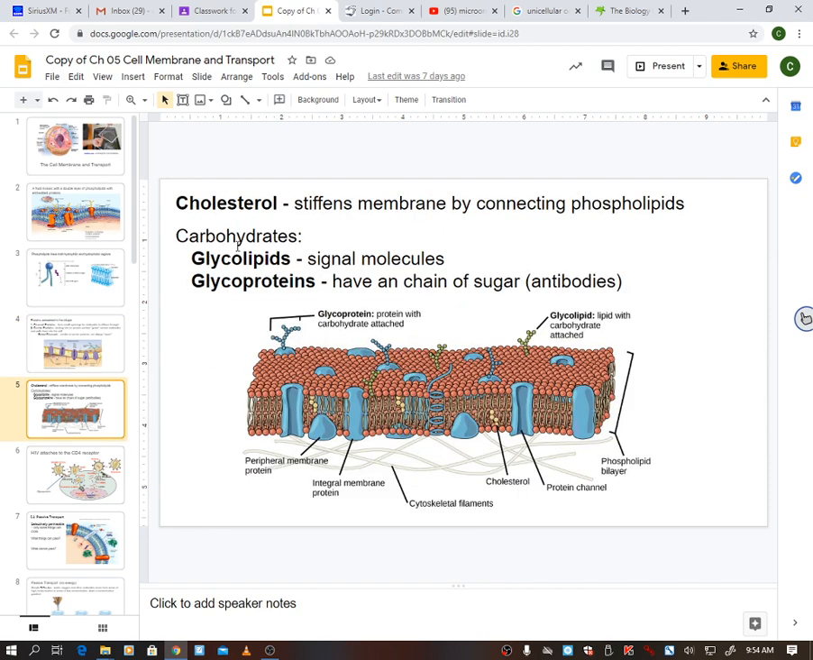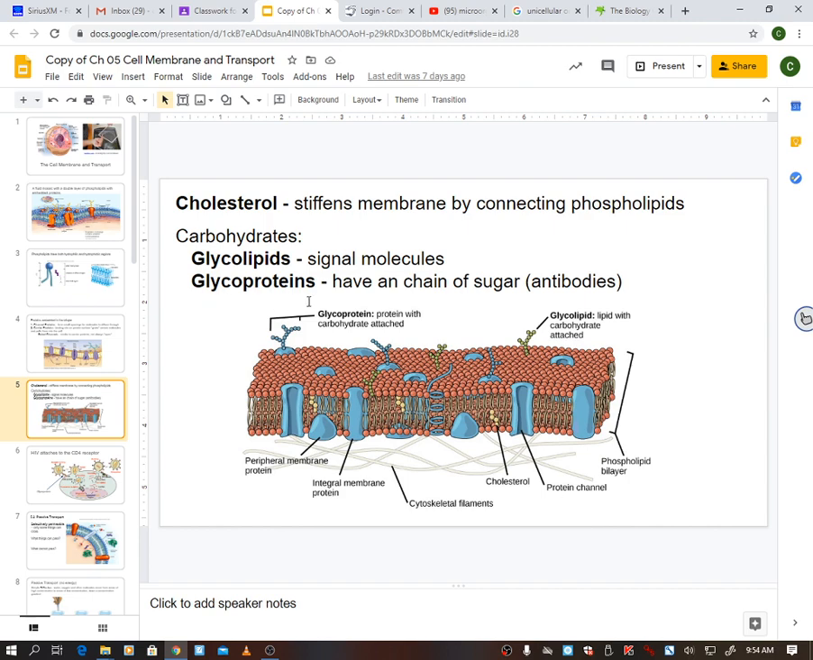All right, cholesterol. Cholesterol stiffens the membrane by connecting these phospholipids. And then we have some of these carbohydrates that are throughout here. And glycolipids, those are signal molecules. Like I said, they can send signals to each other. We don't necessarily think of ourselves as being like their own little living entity, but they can signal each other.